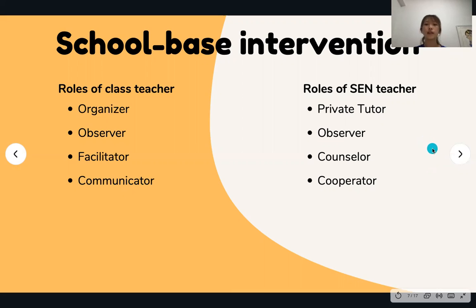And for the roles of the SEN teacher, they will come into the school and be a private tutor of the children, and they need to observe their behavior at school, and also they need to be a counselor, and they need to always update the children's progress and improvement, and also cooperate with the class teacher and the parents too. For the class teacher, they need to assign the time at which the SEN teacher can come into the classes.